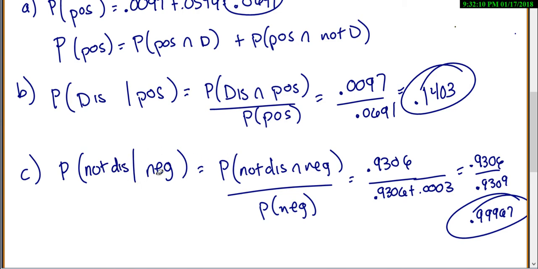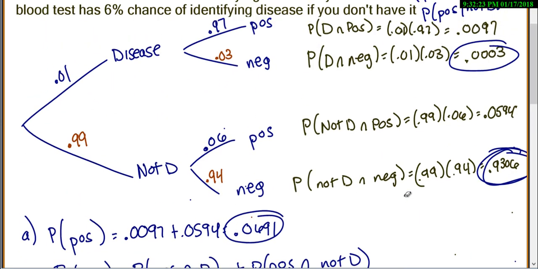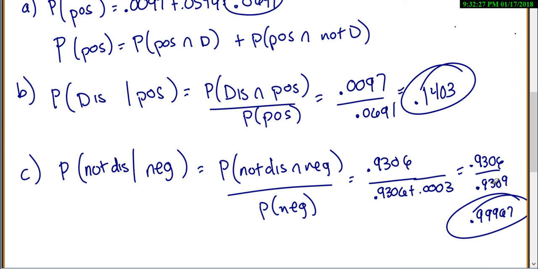So probability of not disease, if you know you have a negative test result, you do the intersection over probability of negative. And the intersection, just looking up above, was 0.9306. Probability of a negative, you come back up, circle everything with a negative in it, and add those together. So probability of negative is 0.9309. Divide, and here's your final answer.